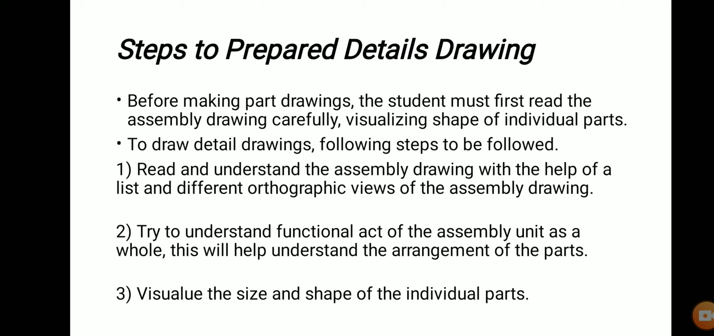Then steps to prepare a detailed drawing. Before making a part drawing, the student must first read the assembly drawing carefully, visualizing the shape of the individual part. To draw the detailed drawing, the following steps are to be followed. First step is to read and understand the assembly drawing with the help of the list and different orthographic views of the assembly drawing. Second step, try to understand the functional act of the assembly unit as a whole.